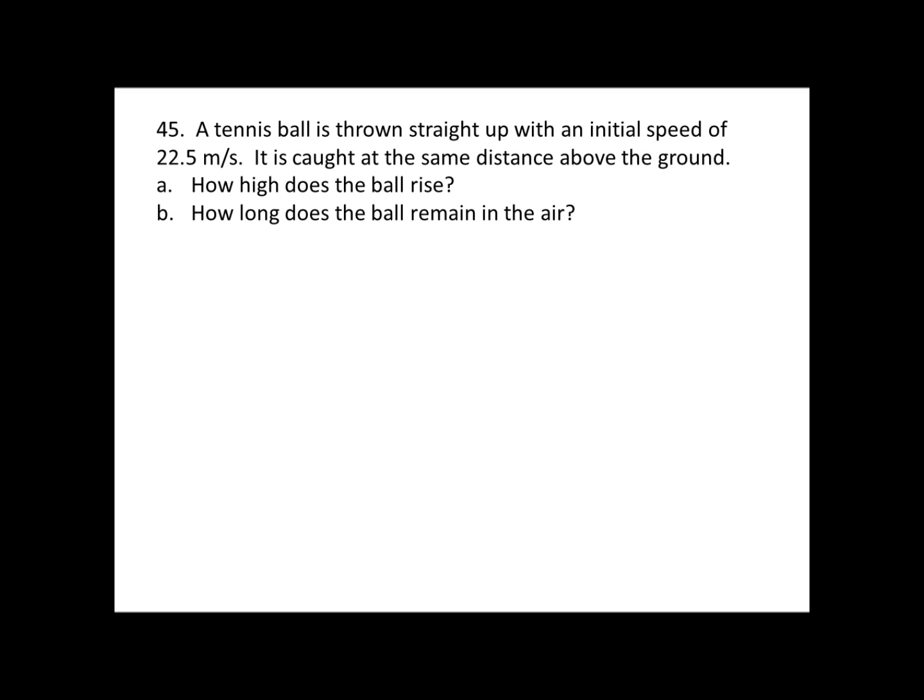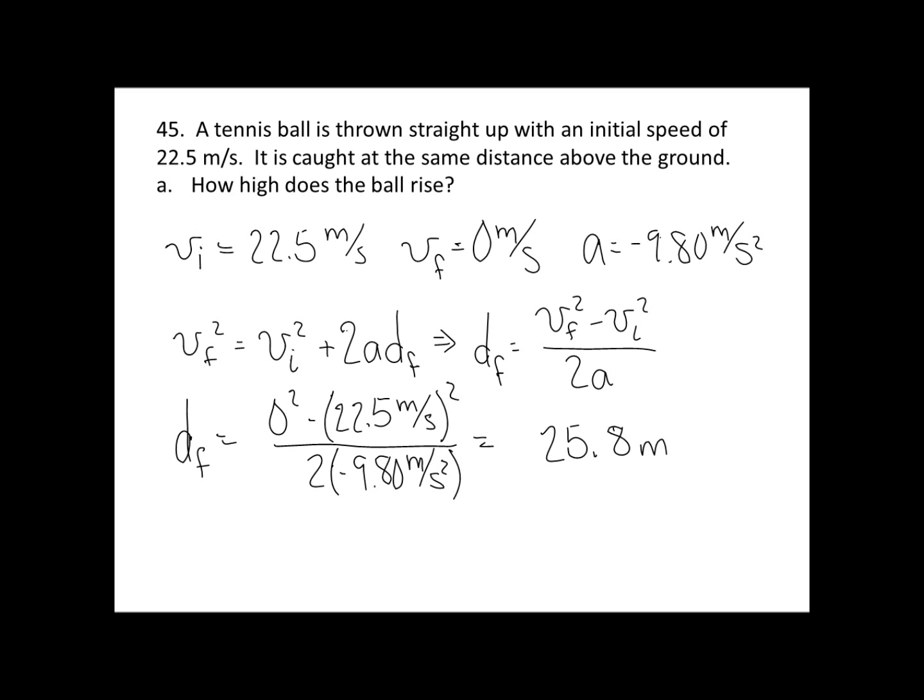Now that second question, you've got to make sure you're answering the right question. We'll talk about that. So our VI is 22.5. I'm going to take my VF for part A to be 0 because I know that when that tennis ball reaches the absolute top of its motion, it stops just for an instant. Now that's really handy when solving problems like this. I'm going to use my acceleration as negative 9.80. And again, since I don't have time given, I'm going to use VF squared equals VI squared plus 2AD.